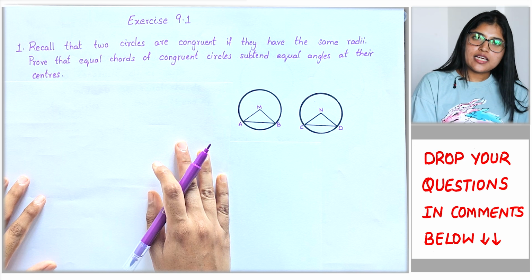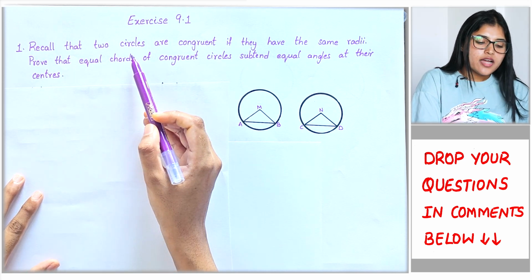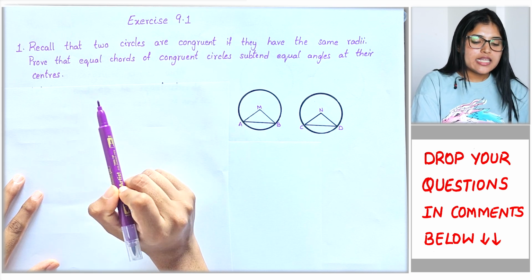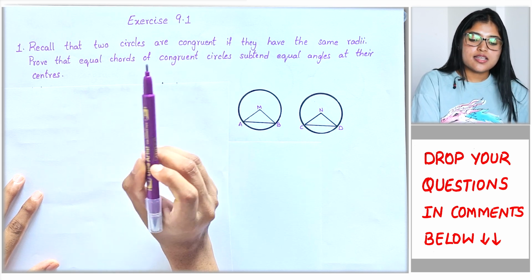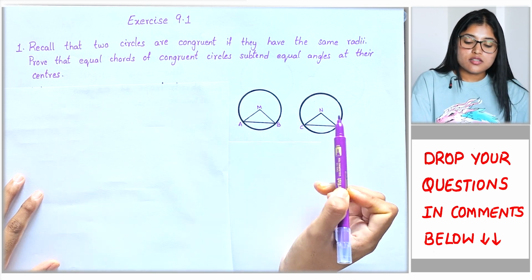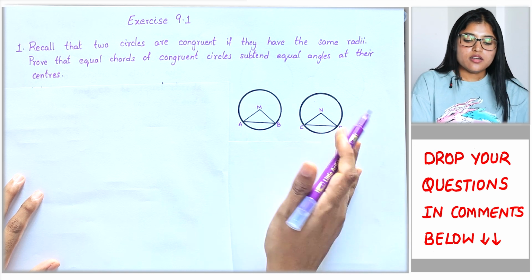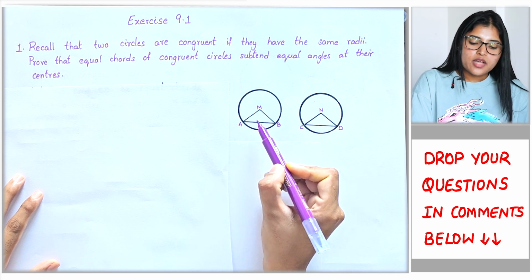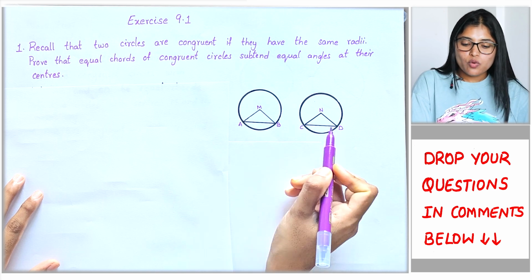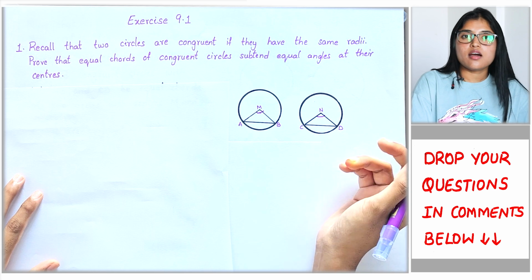Let us start solving exercise 9.1 questions. The first question says, recall that two circles are congruent if they have the same radii. Prove that equal chords of congruent circles subtend equal angles at their center. So if we take these two circles, what makes them congruent? If their radius is equal, then it makes them congruent. So now what we have to prove is that the angles that these two equal chords are subtending at the center are equal. So we need to prove that this angle and this angle are equal.